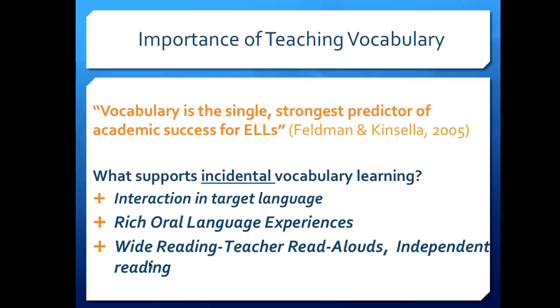Interacting with their peers, with the target language, rich oral language experiences, those of you that know how to do it. When you have the language experience approach, you go somewhere, you have them dictate, you write it down, and they read it back to you. So you've got reading, writing, listening, speaking all involved in that, but they've experienced what they're reading and writing about. Wide reading, teacher read alouds, and independent reading, all these things help incidental vocabulary learning when you talk about the book you're reading.